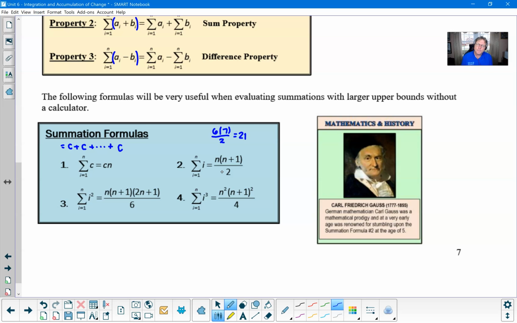He gets in trouble. He makes them stay after class during recess, and his punishment is to add the numbers from 1 to 100. Well, the normal kindergartner probably can't do that, but Carl Friedrich Gauss actually was able to come up with that answer much faster than the teacher had ever anticipated. And his approach was quite interesting because the story goes that he said, well, I'm just going to add all of the numbers from 1 to 100.